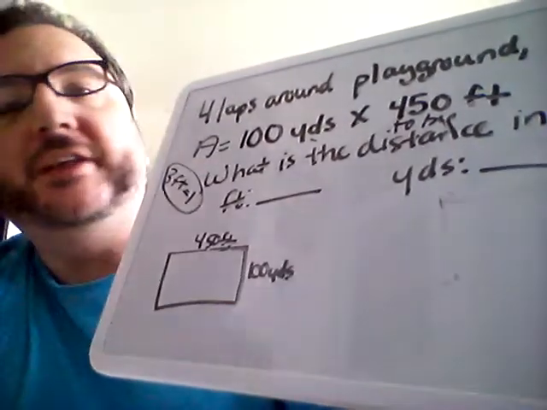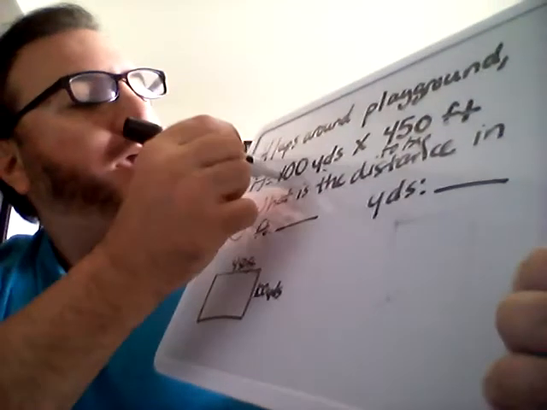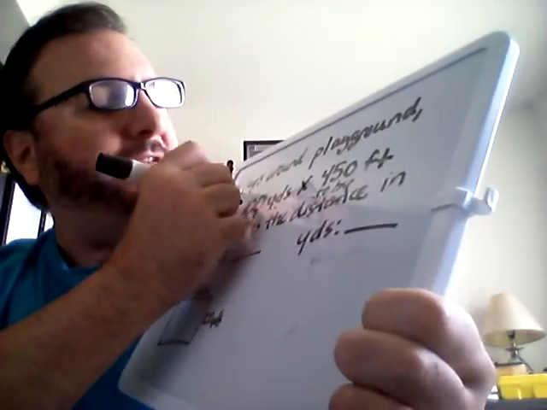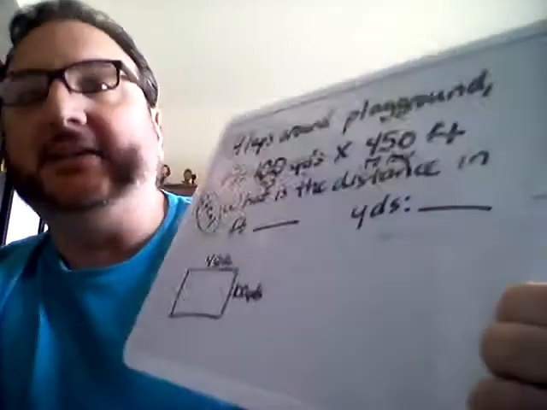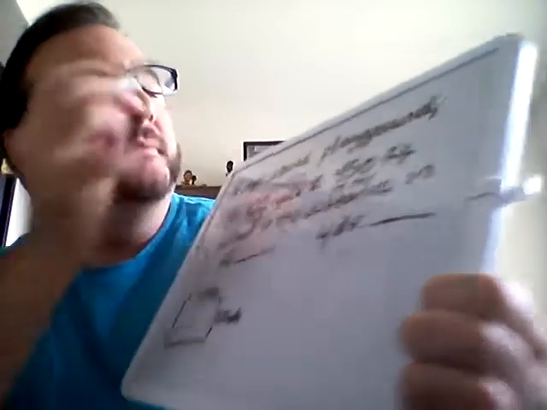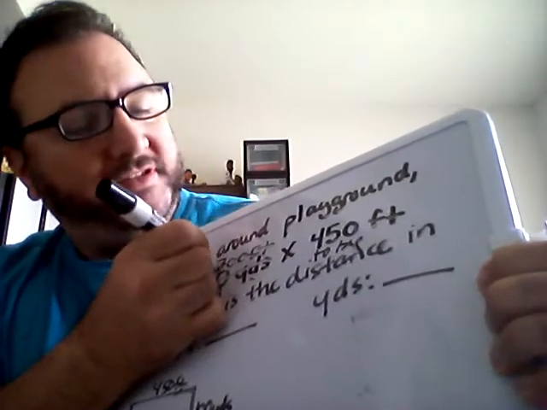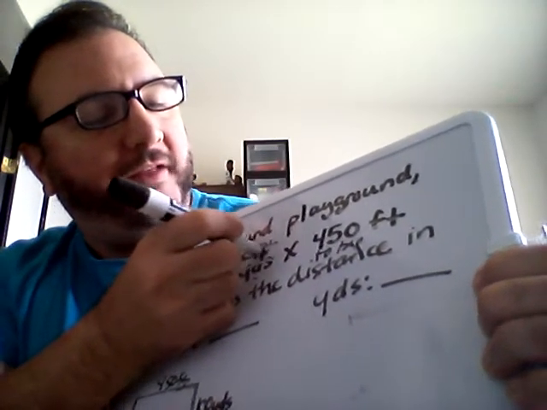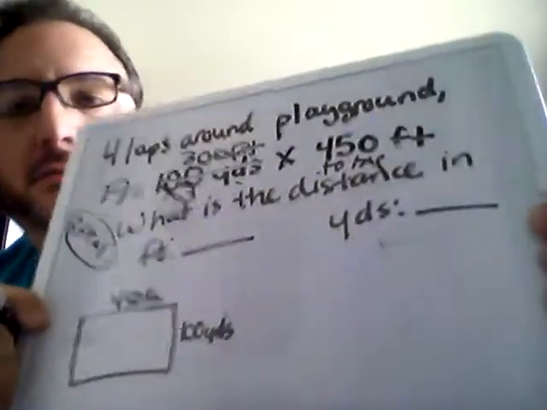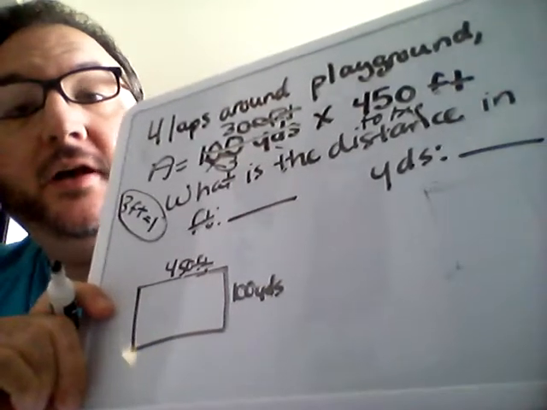So I picked a relatively easy number. I picked 100. I'm going to multiply that number by 3, and I'm going to get 300, right? So 100 yards is the same as 300 feet. Now what's good about this is that both sides have the same unit, feet and feet. 300 feet by 450 feet, okay?